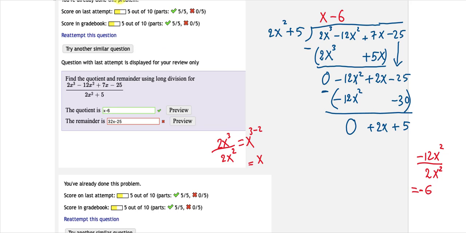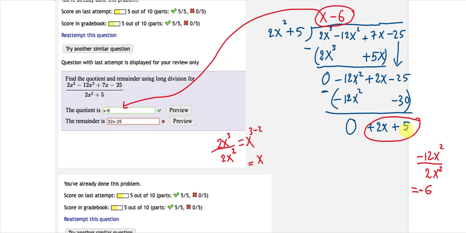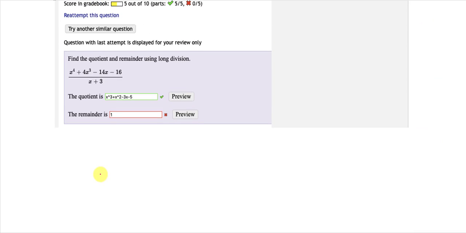This is the quotient, and you had the right answer for the quotient. But for the remainder, this should be the remainder, and it is not this one. It should be 2x plus 5 for the remainder. 2x plus 5. So that's why you got the answer wrong here. Okay, try the next problem.